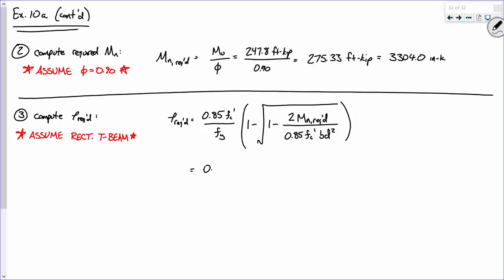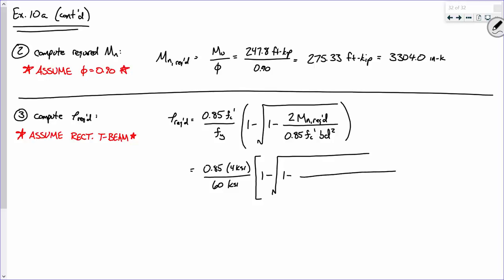So 0.85 times what's f'c? Uh, 60 ksi is the rebar. One minus. We're definitely going to need some seconds on this value when I get it all written out. So 0.85, 4 ksi times, what's b? 60, yeah. Again, we're assuming rectangular cross-section. And d is what? 18 inches.